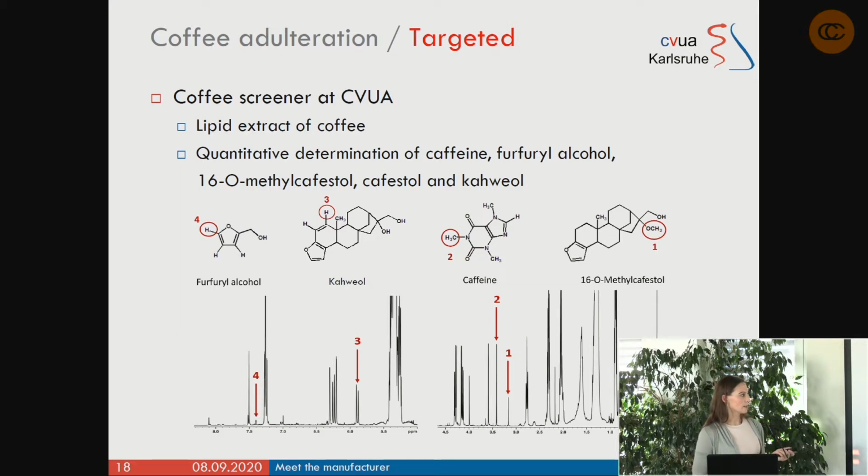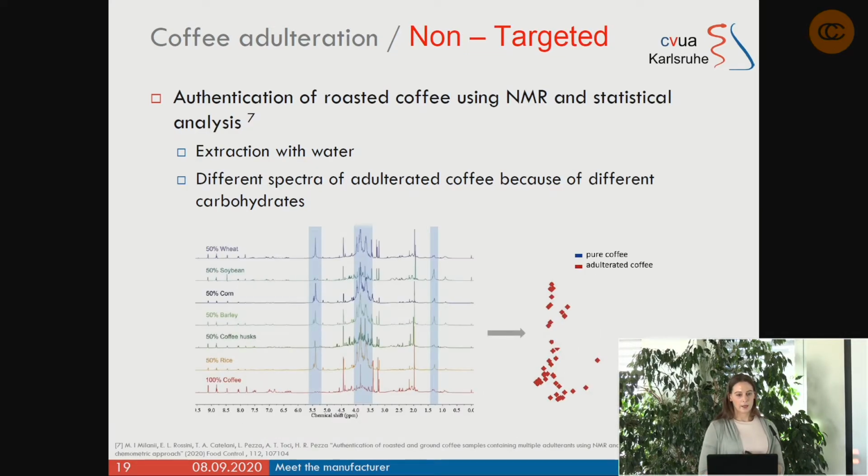The quantification can be carried out by using one signal for each substance. For example, furfuryl alcohol can be quantified by using this signal here, which is produced by this hydrogen nuclei, whereas the amount of kahweol can be quantified by using this signal, which is produced by this hydrogen nuclei. Caffeine and 16-O-methylcafestol can be quantified by using these two signals, which are produced by this hydrogen nuclei.